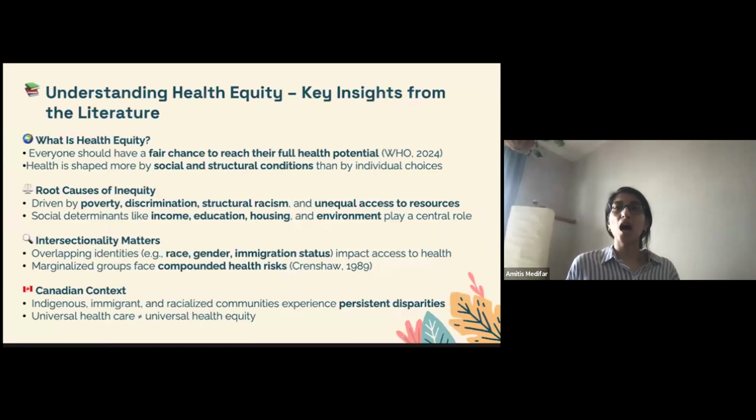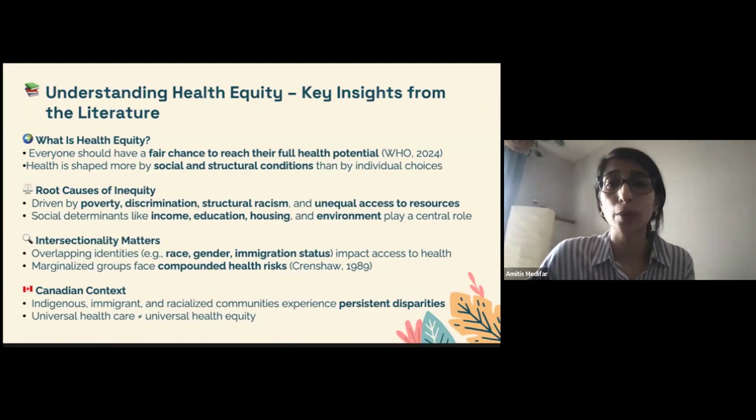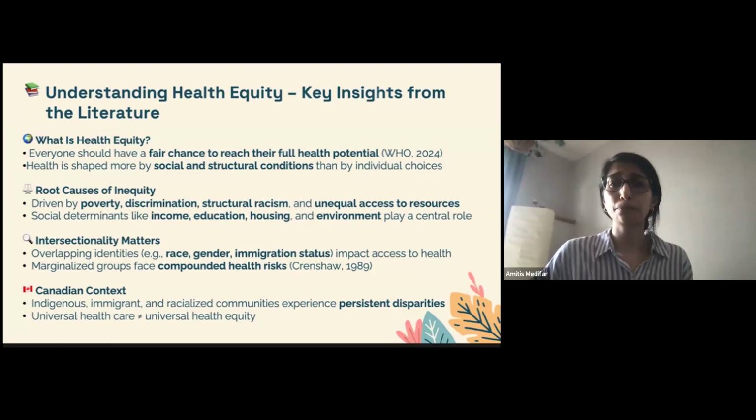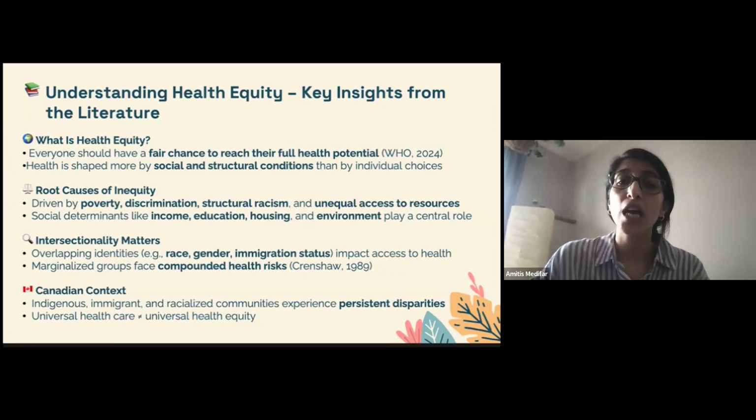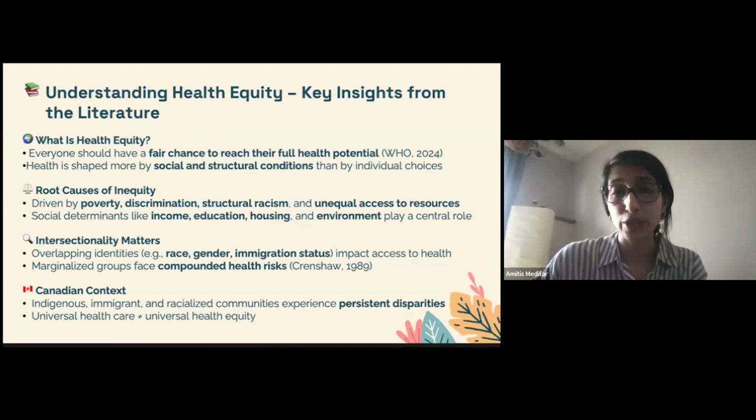So health equity means everyone should have a fair chance to be healthy regardless of income, background, or where they live. It's not just about choices, it's about conditions. Social and structural factors like poverty, discrimination, and housing shape health more than individual behaviors. When identities like race, gender, and immigration status intersect, the effects can compound. In Canada, despite universal health care, many groups, especially Indigenous, immigrant, and racialized communities, still face persistent inequities.